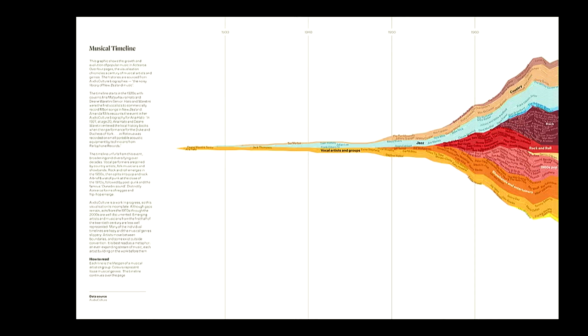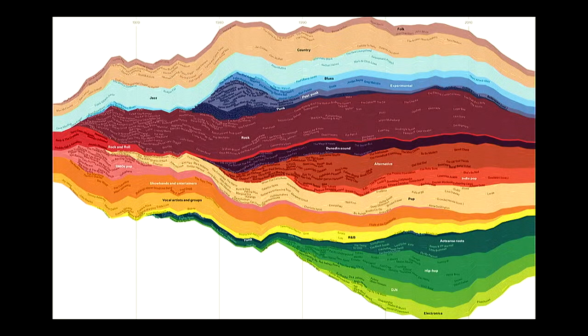This is a musical timeline, and this is one of the things that I'm most happy with in the We Are Here book. It's actually over two spreads. It starts in the mid-1920s, and every little line is a different musical artist, either an individual performer or a group.